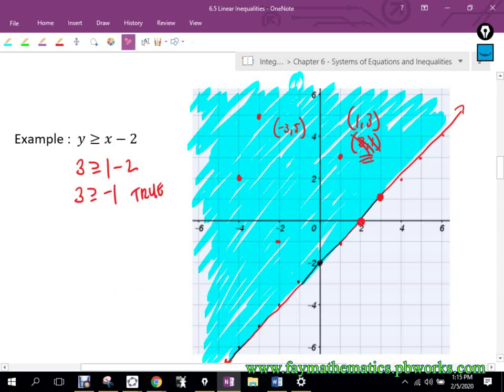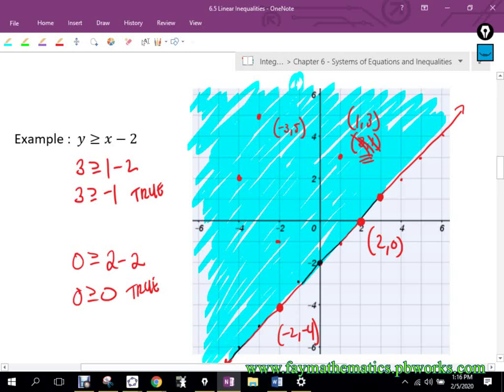If it's on the line, when I choose a point that is on the line, the y value of that point would be 0, right? 0 greater than or equal to 2 minus 2. Is 0 greater than or equal to 0? Yes, that's true. Okay?